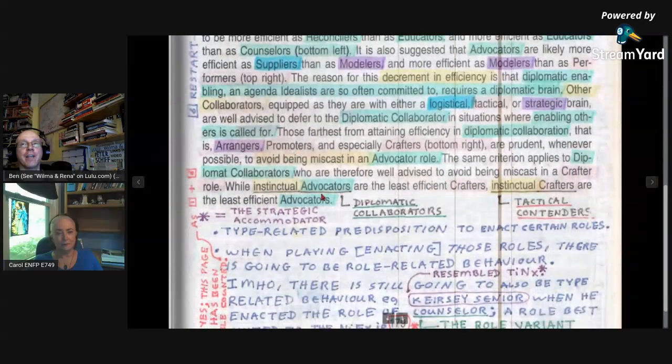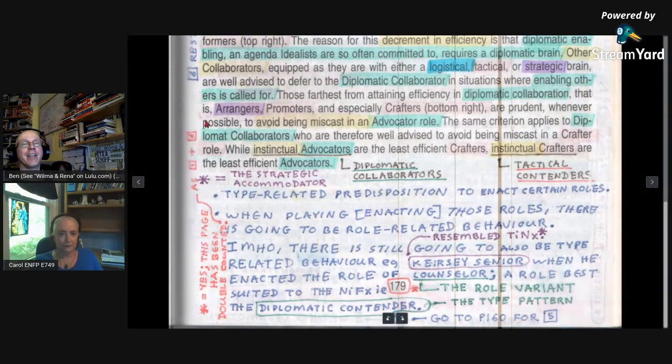Those farthest from attaining efficiency in diplomatic collaboration, that is arrangers, so INTJ, ESTP, and especially ISTP, bottom right, are prudent whenever possible to avoid being miscast in the advocator role. The same criterion applies to diplomatic collaborators, who are therefore well advised to avoid being miscast in a crafter role, the role that ISTP is predisposed to. While instinctual advocates, diplomatic collaborators, are the least efficient crafters, instinctual crafters, i.e. tactical contenders, are the least efficient advocators.